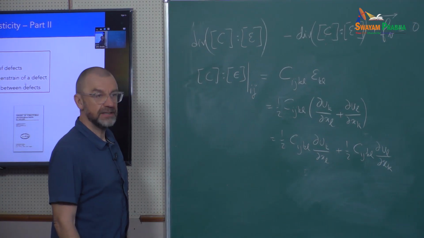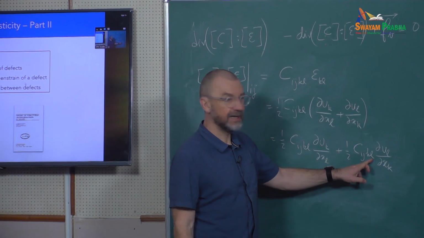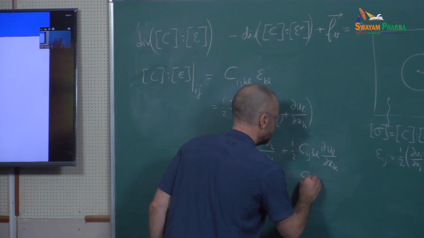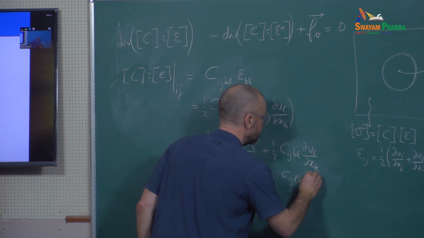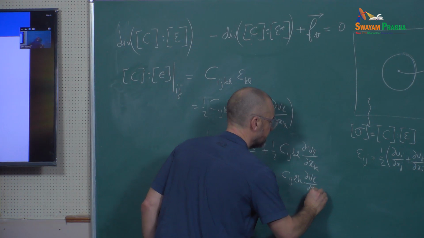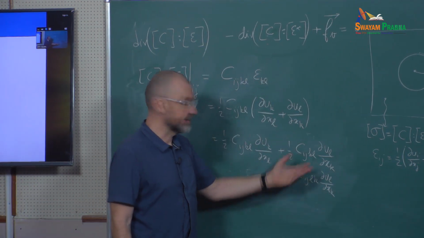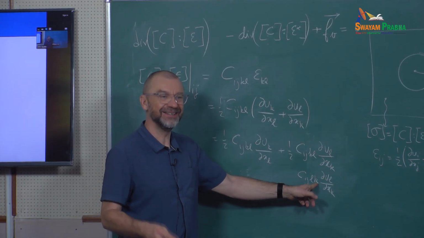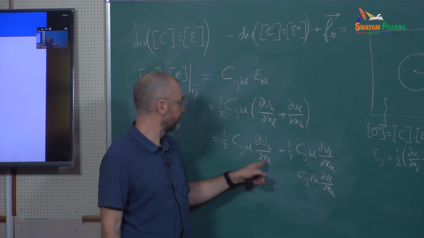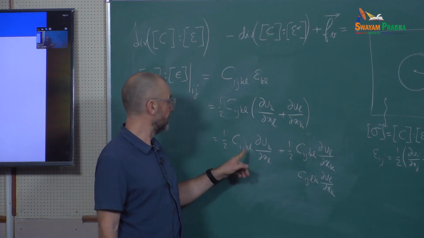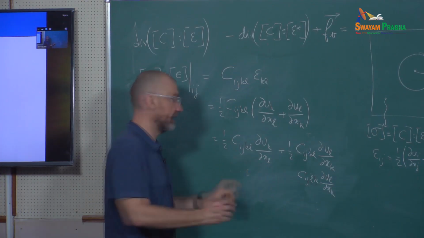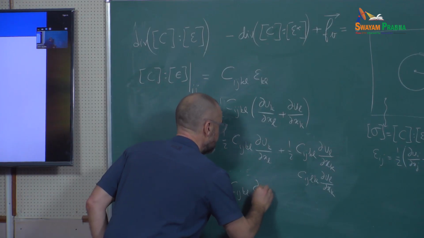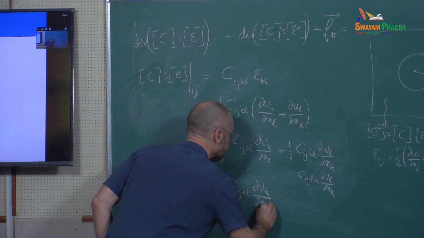Now, what have we seen yesterday? Cijkl is also equal to Cijlk, right? So this is Cijlk dul over dxk. And now l and k are just names. If I reverse the name of the indices, I go back to exactly this term. So these two terms are equal, and so the half disappears, and this is Cijkl duk over dxl.